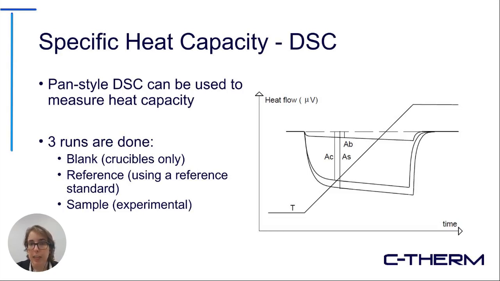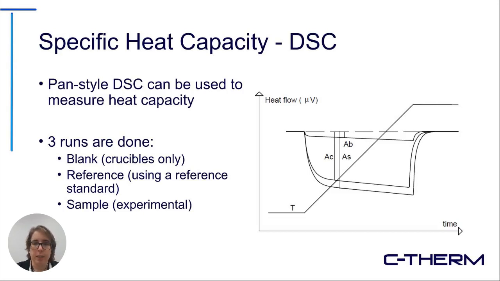A very common application for polymers DSC testing is looking at the specific heat capacity, because the specific heat capacity plays into so many different key important chemical engineering calculations. So for pan-style DSC, it's not the most accurate method of determining specific heat capacity, but you can get a very useful engineering number by pan-style DSC.